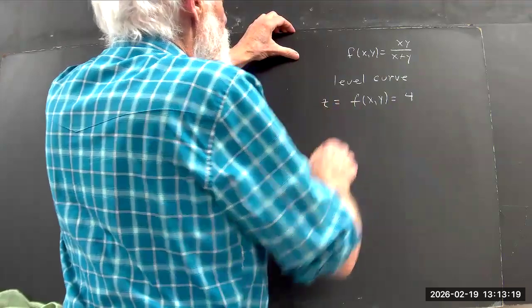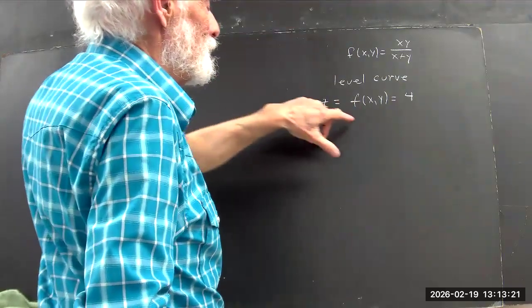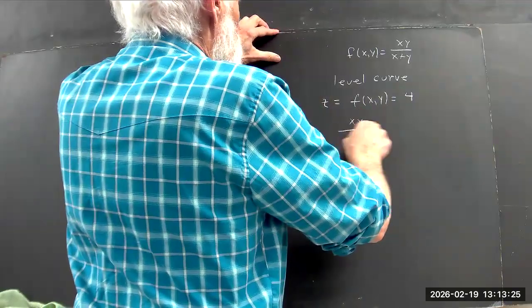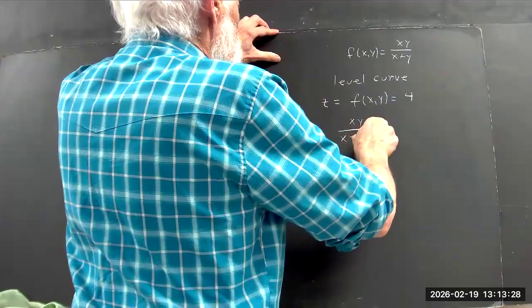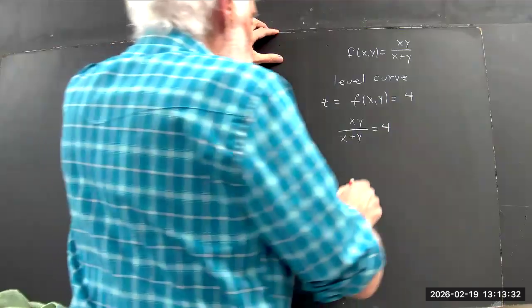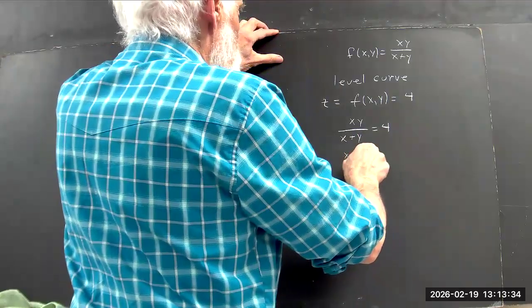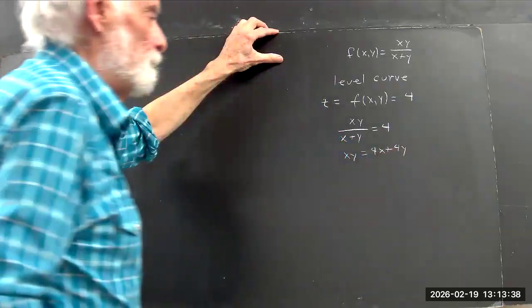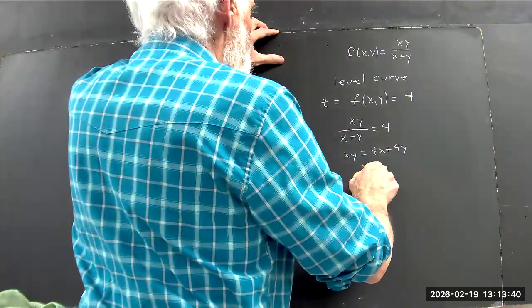So we could say z equals f of xy equals 4. Now, what's that? I'm probably going to hate myself for having done this. xy over x plus y equals 4. So that xy equals 4x plus 4y. Solve for y.